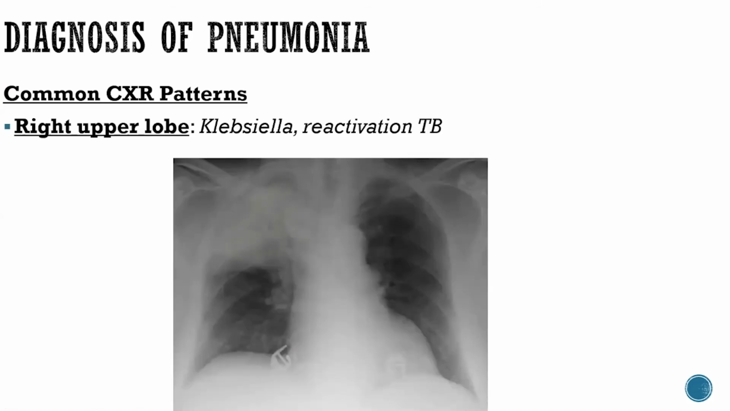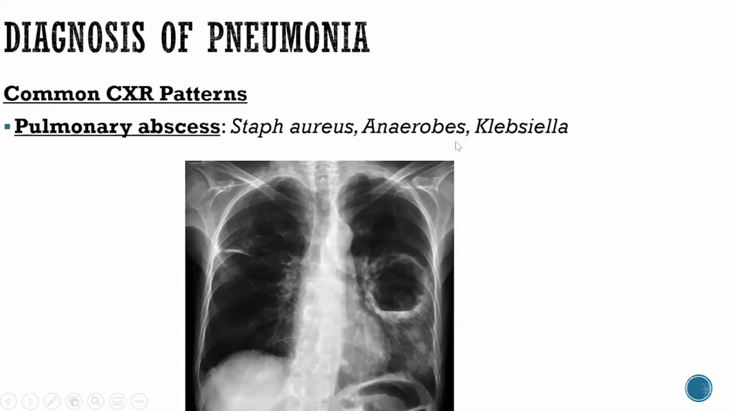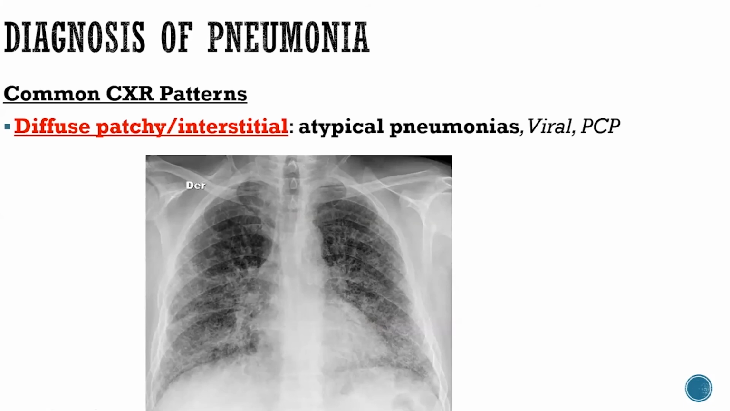A right upper lobe consolidation, as you can see here, is often associated with Klebsiella or reactivation tuberculosis. And again, we'll talk more in detail about reactivation tuberculosis in later segments. If you see a pulmonary abscess, which classically has this ring with central blackness, which I've highlighted for you here, you should be thinking things like Staphylococcus aureus, anaerobes, or Klebsiella. And then, of course, if you have this diffuse, patchy, or interstitial pattern, you should be thinking things like atypical pneumonia or even PCP.